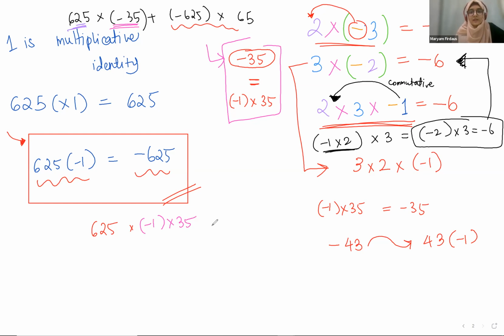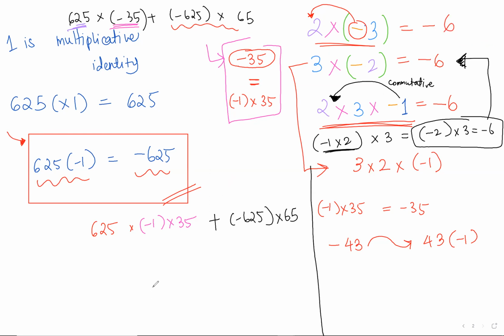Now I will say plus, and then I will copy down the rest of it. In fact, I'll just copy it down as it is. So that's negative 625 multiplied by 65. Okay, done? Yeah. Now take a look at this.